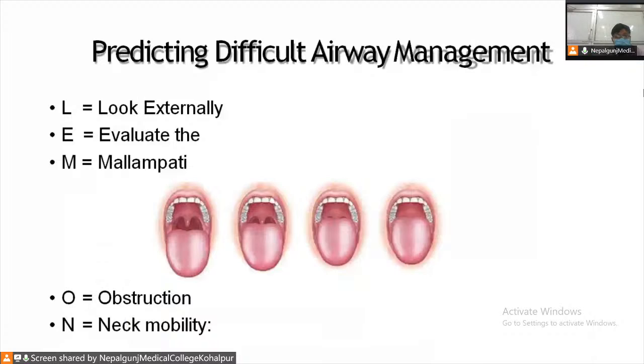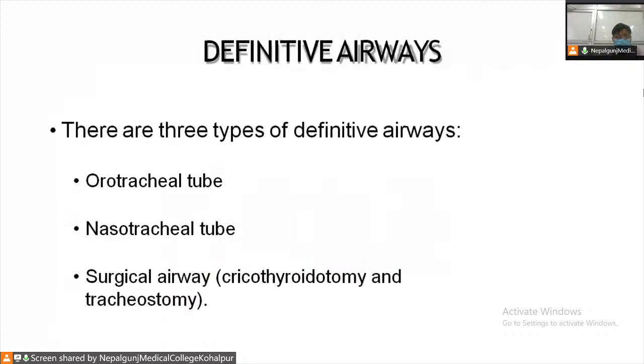After recognizing, we look externally for any obstruction, and we evaluate the Mallampati score, that is LEMON, as it is usually known as a mnemonic. So we look externally, evaluate the patient, and look at the Mallampati score for the airway opening, type 1, 2, 3, and 4. This suggests absolutely obscured vision, so there is a high risk of difficulty in intubation. Obstruction and neck mobility should be checked at the same time.